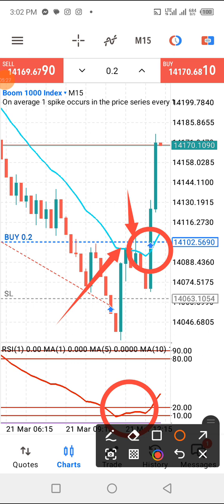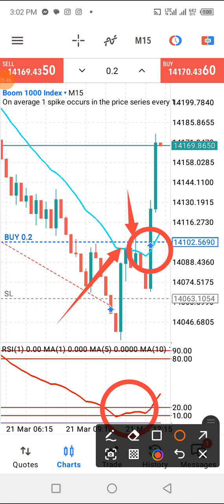This is Boom 1000. I open for buy, that is, I want to catch a spike with it. So you open for buy, then you let it run. Now you put your stop loss at the bottom of the candle that crossed above the moving average.